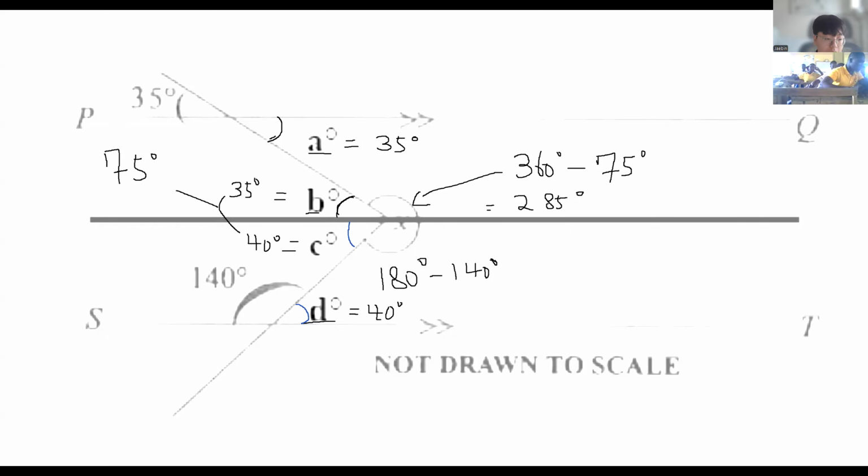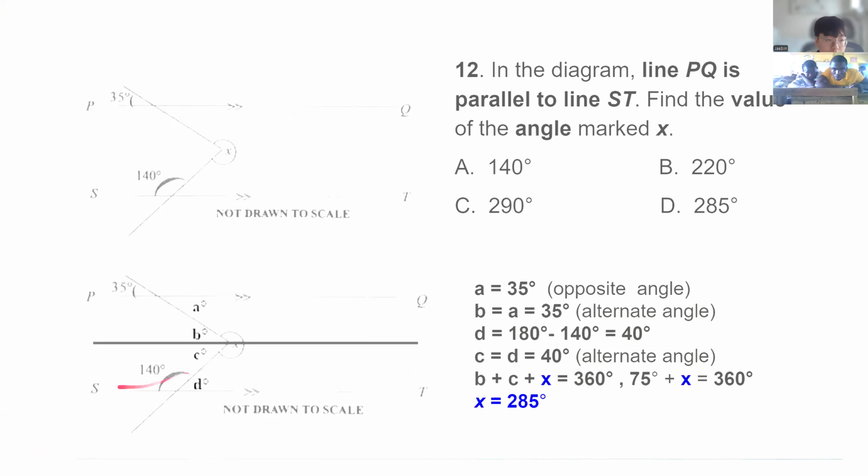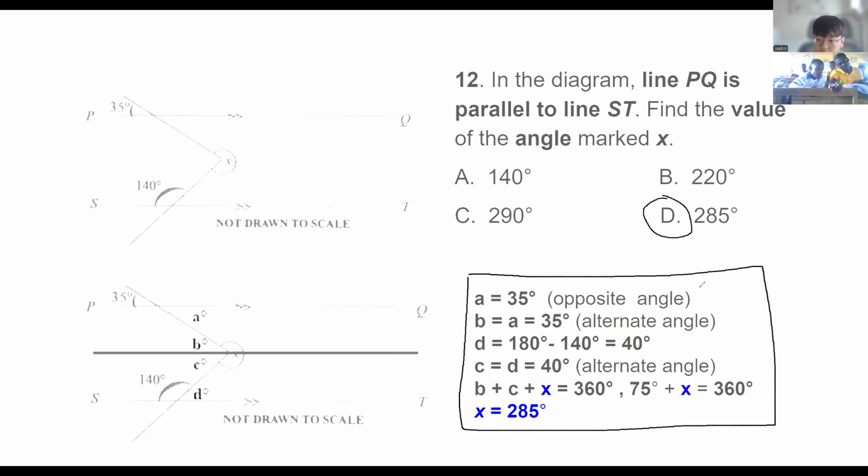And I have a worked out solution here. So this is how we solve this. The answer is D for this question, 285. We just solved it as 285. And the method of solving is given here in this box.